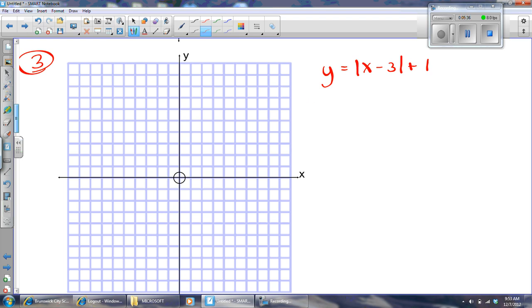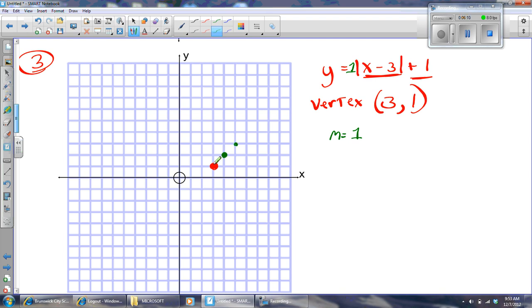First thing I'm going to do is find my vertex. My x-coordinate is what makes this 0. 3. My y-coordinate is right there. 1. So I go 1, 2, 3, up 1. Now, my slope is the number that's right in front of the absolute value. And I don't see a number there, so I can assume that there's a 1. So my slope is going to be 1, and I'm going to rise 1, run 1, rise 1, run 1.